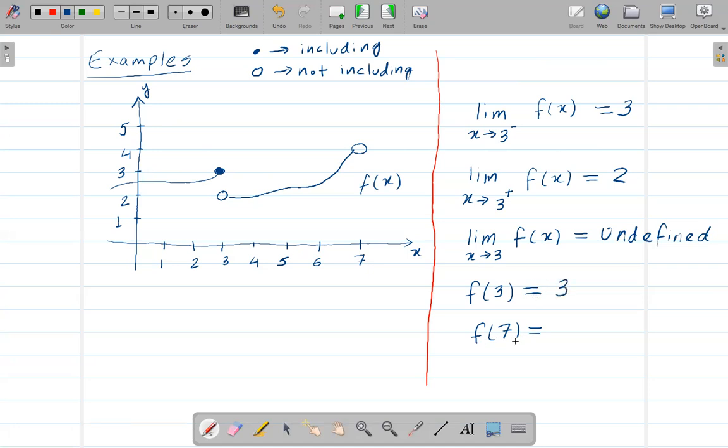But what about f of 7? That means when x is exactly 7, we have an open circle. We don't have any closed circle like this. Here we just have this open circle. So in this case, again, we don't know, because we have an open circle and we cannot include this point. That means it is undefined.